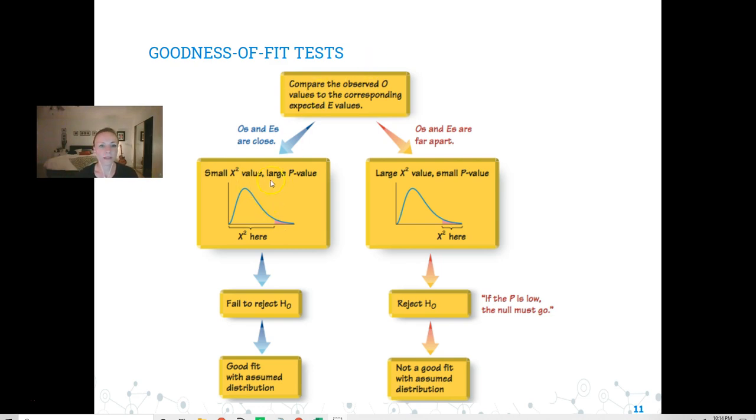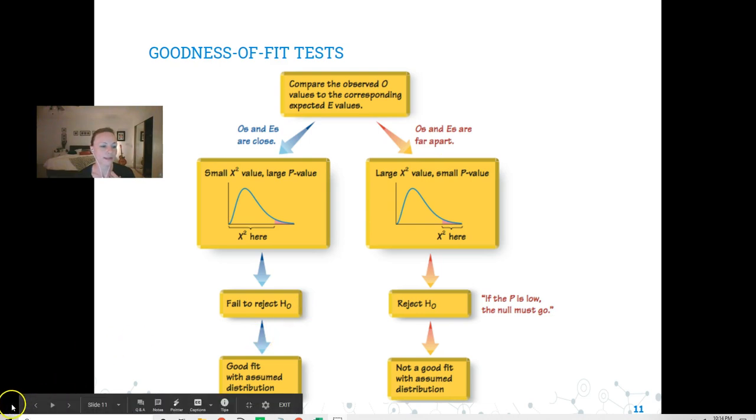So we follow this. If it's a small chi-squared value, we would get a large p-value, and we would want to fail to reject H0. A small chi-squared value would mean that the difference is small, so the numbers are closer together, so it's more likely that they match. Over here, a large chi-squared value and a small p-value, then we would reject the null hypothesis because the difference was large, so the numbers were far apart, so it's not likely that they match. So in other words, this test is always a right-tailed test.